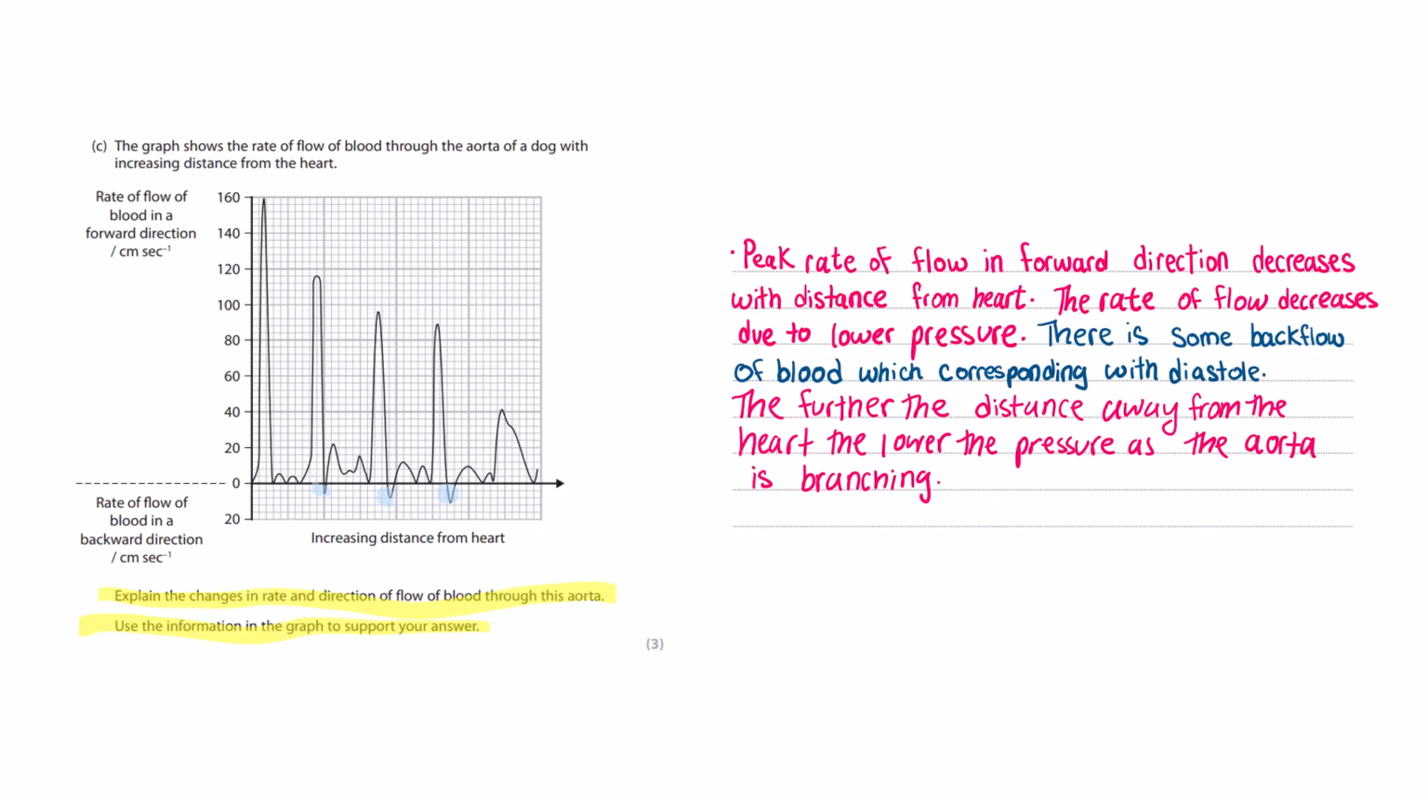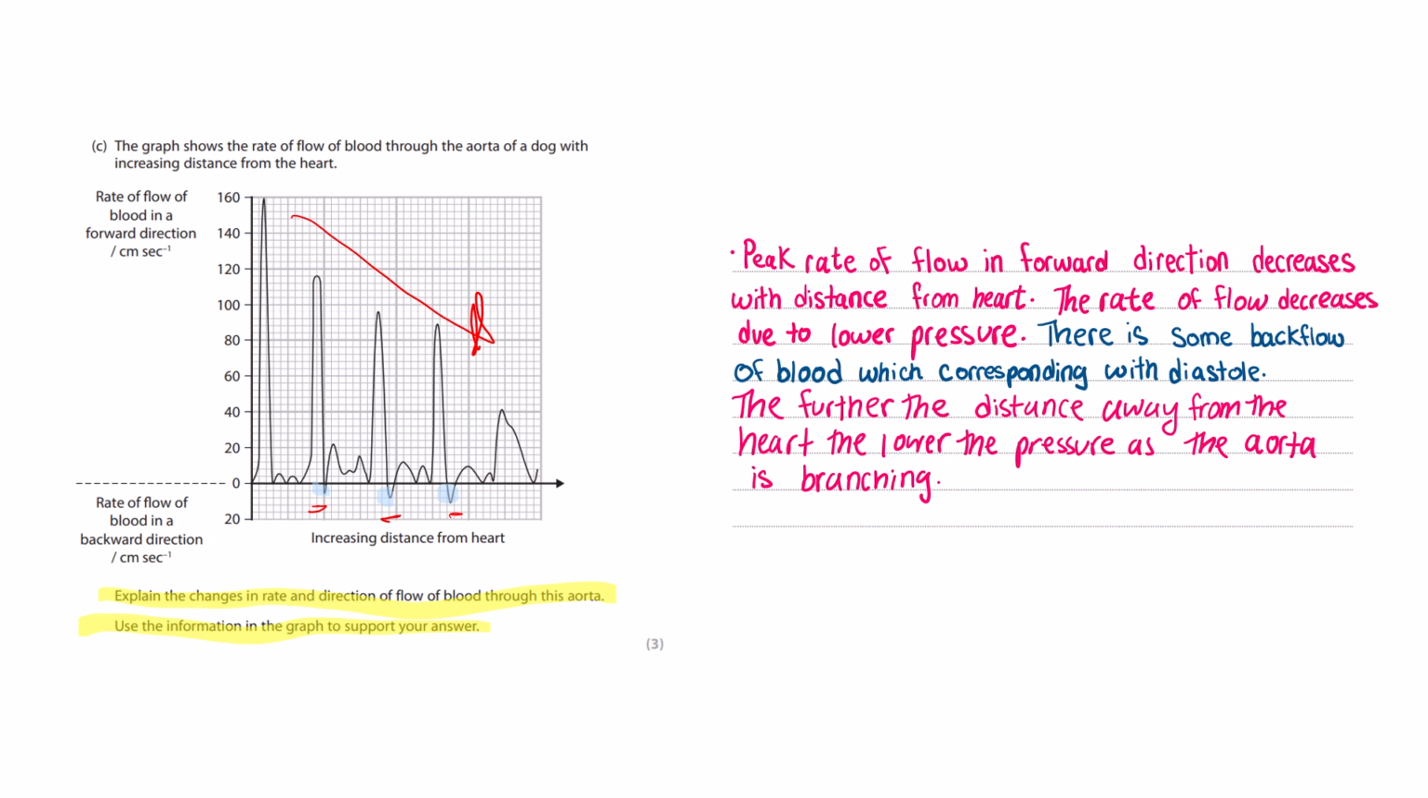The graph shows the rate of flow of blood through the aorta of a dog with increasing distance from the heart. Okay, so we have the rate of flow of blood in the forward direction, and we have the rate of flow of blood in the backward direction, and we have increasing distance from the heart. As the distance from the heart increases, obviously the rate of flow of blood is going to decrease, and notice how over here we have some backflow. So explain the changes in rate and direction of blood flow through this aorta. Use the information in the graph to support your answer.